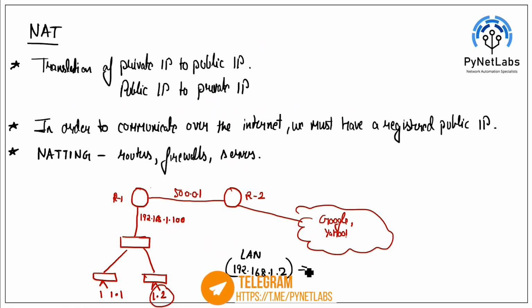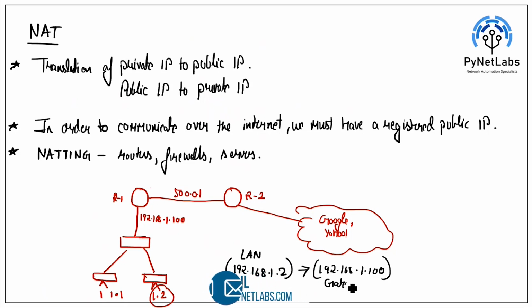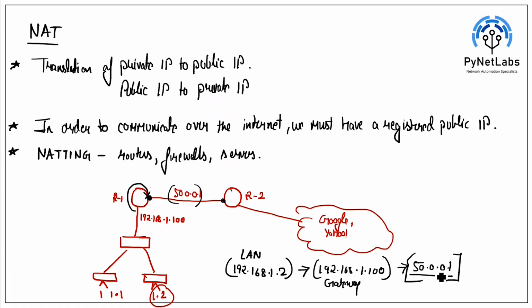Then it is going to go out of the network via 192.168.1.100, the entry and exit point, the default gateway. So you can write gateway here. Once the gateway passes the traffic on this interface, the traffic will go to the ISP router with the help of a public IP, whichever IP you are using, because this public IP is routable over the internet. So in order to communicate over the internet, we must have a registered public IP.